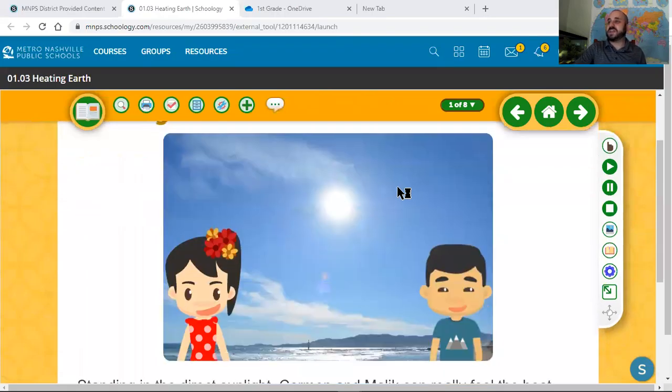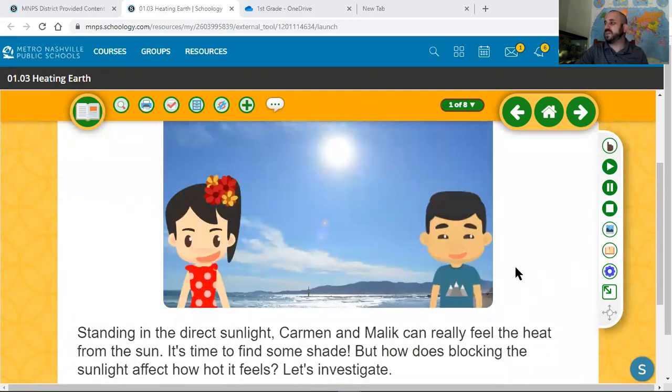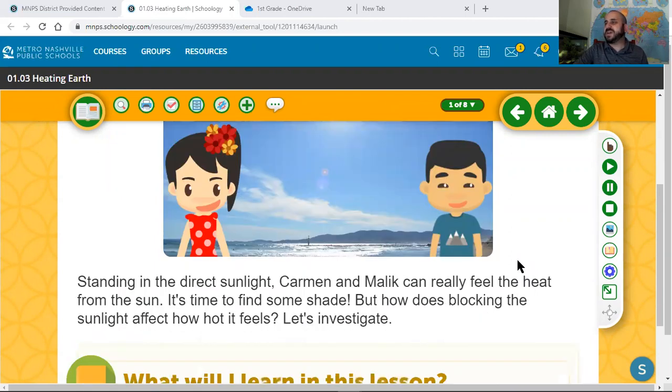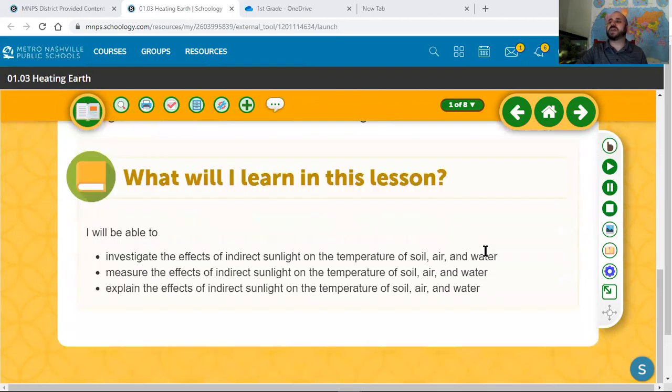All right, so the heating earth. Standing in the direct sunlight, Carmen and Malik can really feel the heat from the sun. It's time to find some shade, but how does blocking the sunlight affect how hot it feels? Let's investigate. So what are we planning on learning in this lesson?